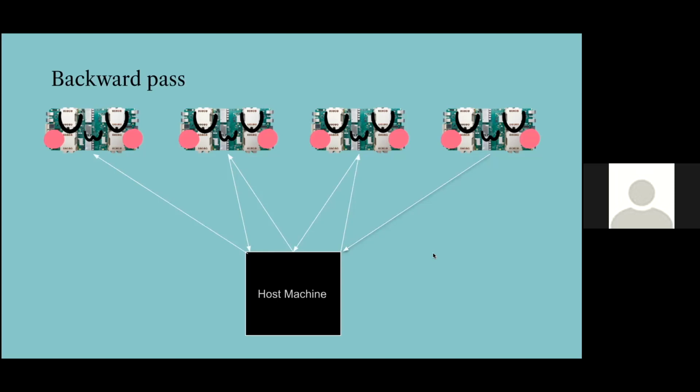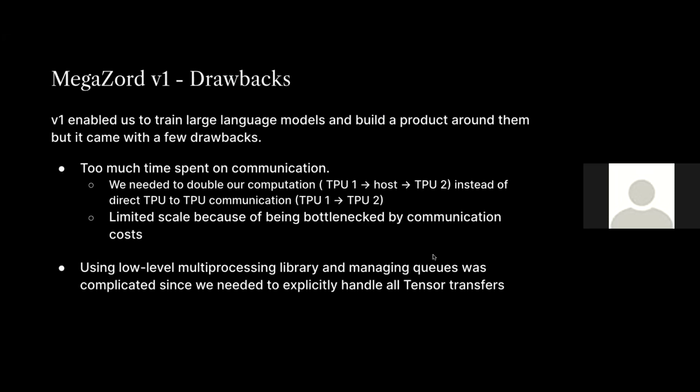The last TPU will get the loss and gradients. They get sent back to the host machine, and the host machine will send them to the second last. And yes, we personify TPUs in Cohere. So for us, this is what we call Megazord version 1. Megazord V1 allowed us to scale up our model size and build a product around this, but it has some major drawbacks that you saw earlier.